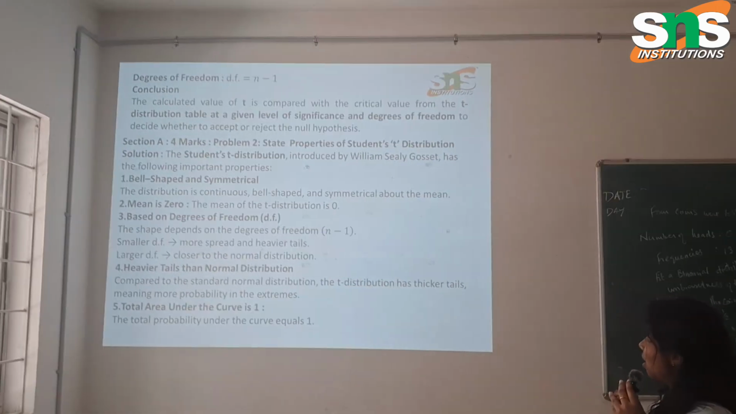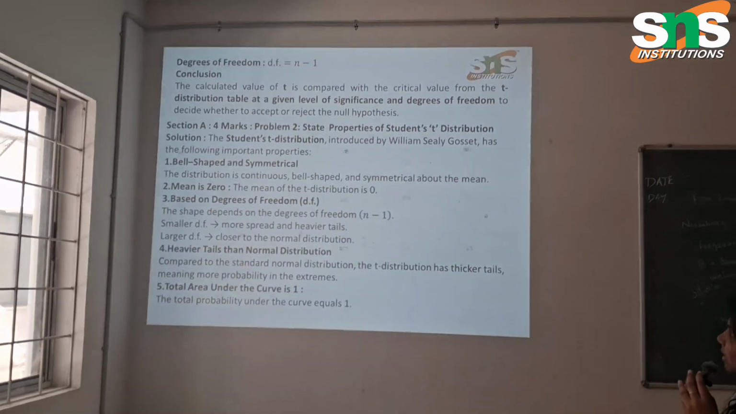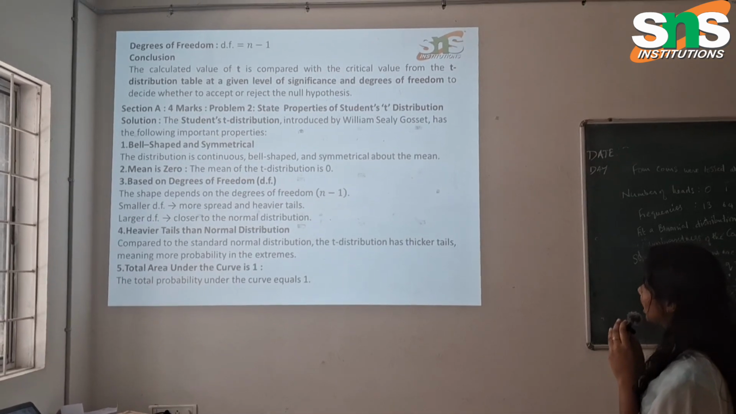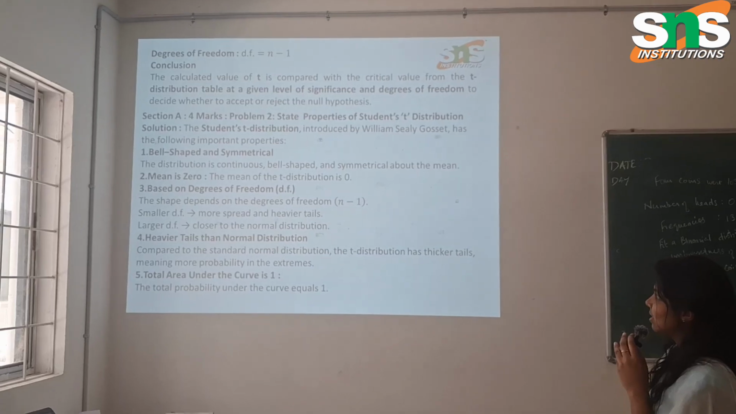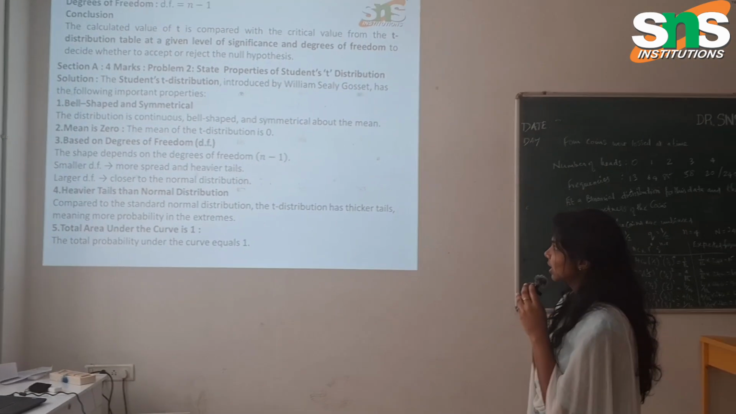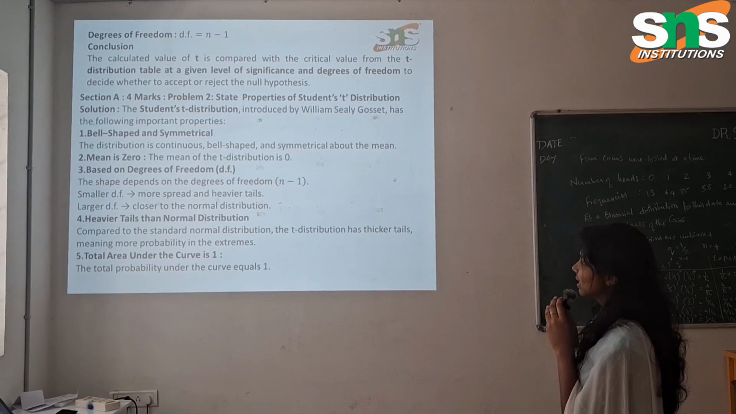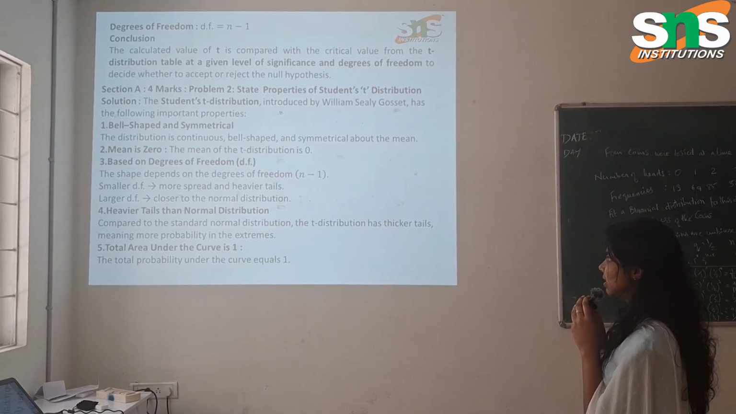State properties of Student's t distribution. Solution. The Student's t distribution introduced by William Sealy Gosset has the following important properties. First, bell-shaped and symmetrical. The distribution is continuous, bell-shaped and symmetrical about the mean. Second, mean is 0. The mean of the t distribution is 0.